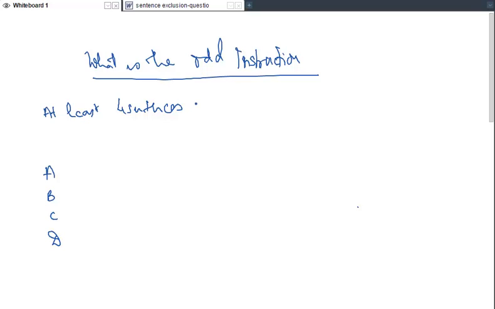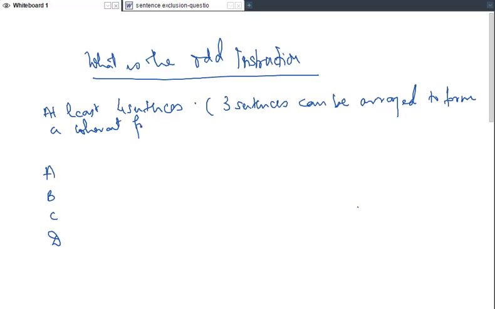And the question further says that three sentences can be arranged to form a coherent paragraph, and one sentence does not fit in the sequence, and that is basically the odd one out. One sentence does not fit into the sequence. You have to find that sentence. That is basically what the instruction says.